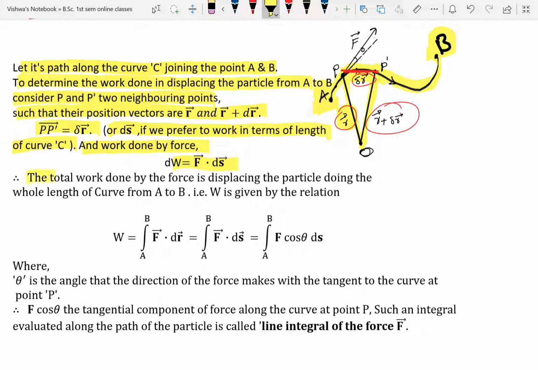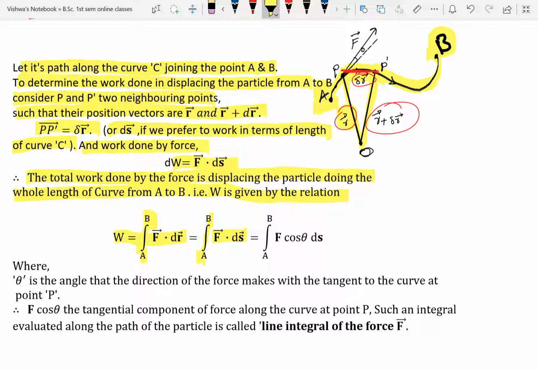So the total work done by the force in displacing the particle along the whole length of the curve from A to B is given by the relation W = ∫ F · dr. Here the integral is taken with limits A and B, so A means from initial to final. In terms of line integrals, this expression can be written as ∫ F · ds, from A to B.